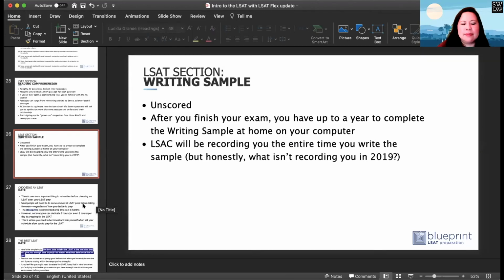Excellent. LSAC will be recording you the entire time. No cheating. Now's a good time as you make your law school journey to, as I'm sure you already are, walk the straight and narrow. You'll be recorded with a 2-way camera the entire time.